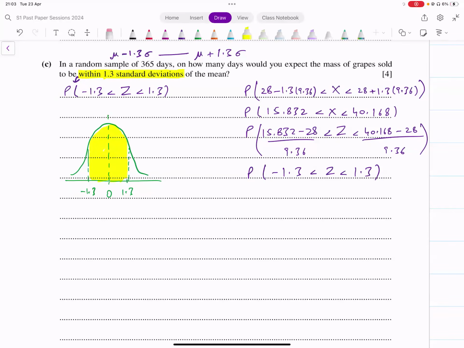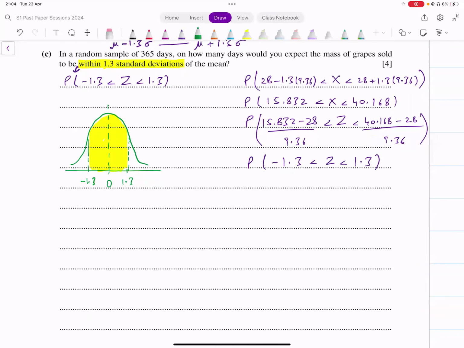There could be multiple ways of figuring out this area, right? One possibility would be to find half of this area. Since the curve is symmetric, we could use the symmetry of the curve and find this area first. Can you find that? Just find the area to the left of 1.3. Probability of Z less than 1.3. That will give you all of this region.